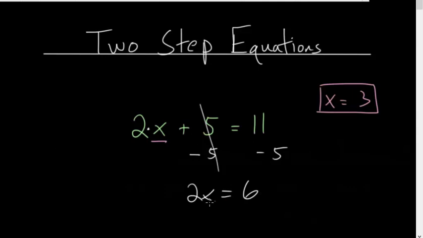And now that I've isolated this x term and I've gotten rid of the simpler operation first, now I can use division to cancel out multiplication. Since I know that 2 divided by 2 is just 1, I just get 1x, or x, equals 6 over 2, and 6 divided by 2 is 3.